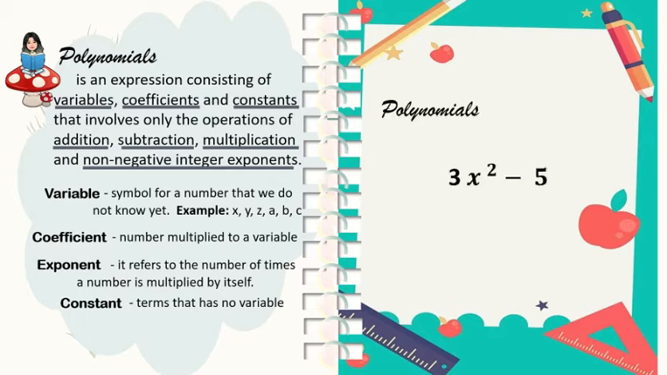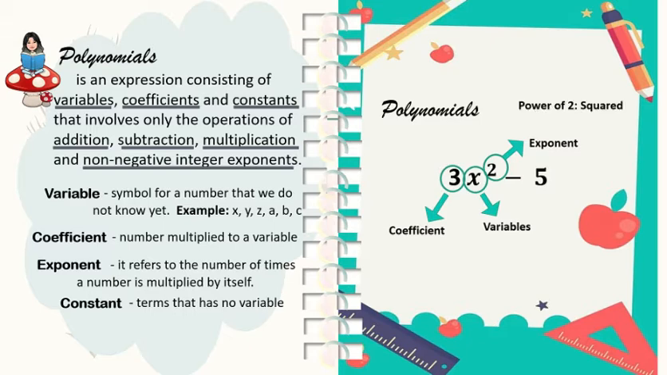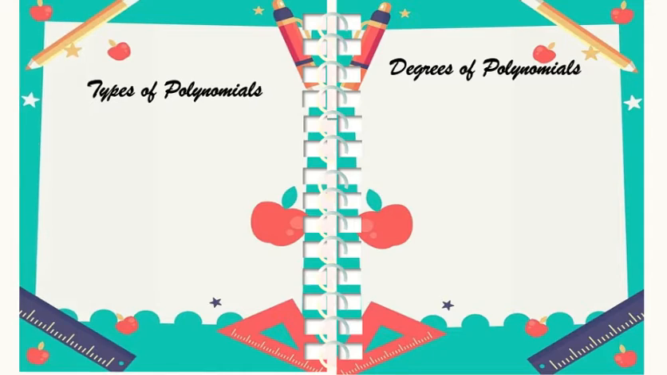Next, here is an example of a polynomial: 3x squared minus 5, where x is the variable, 3 is the coefficient, 2 is the exponent. We call it the power of 2, squared. So 3x squared. Power of 3, cubed. And 5 is the constant. Next, we have types and degrees of polynomials.